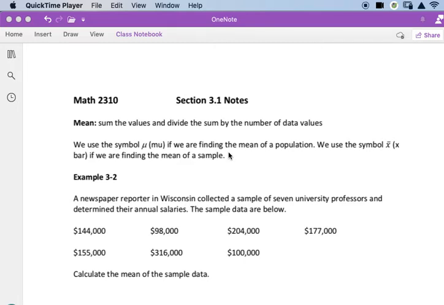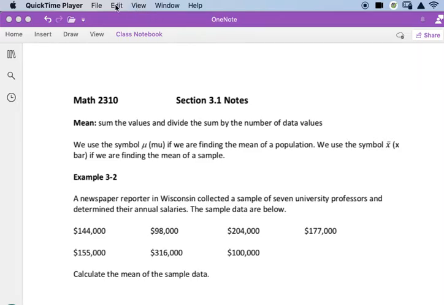In this video for section 3.1, we're going to talk about what are called measures of center of a data set. They tell us where the middle or a typical value in the data set is. So the first measure of center that we're going to talk about is the mean. To calculate the mean, we add the values and divide by how many data values we have.